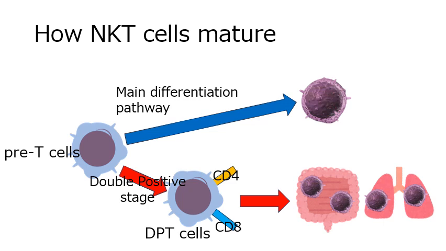In addition, the majority of NKT cells are differentiated from pre-T cells prior to the DP stage. The remaining NKT cells differentiate from the DP stage and are found in the lymph nodes, the lungs, and the gastrointestinal tract.